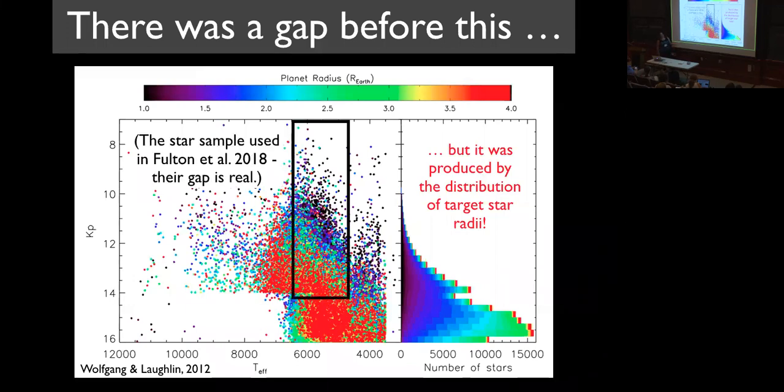By the way, the Fulton sample was taken from this area of the target star parameter space. So they did not have to deal with this bimodal distribution. So what they found really is real. But I told this story just to drive home how insidious some of these selection effects can actually be. You can really think that you found something real, but it's just what your distribution of star properties are.